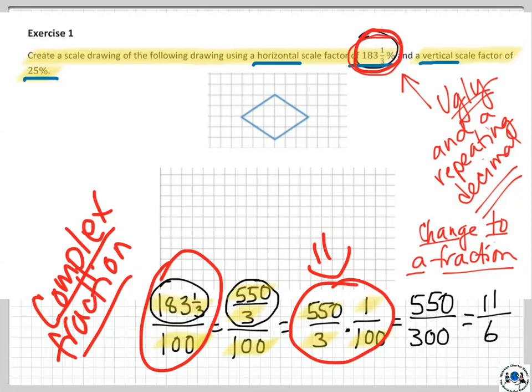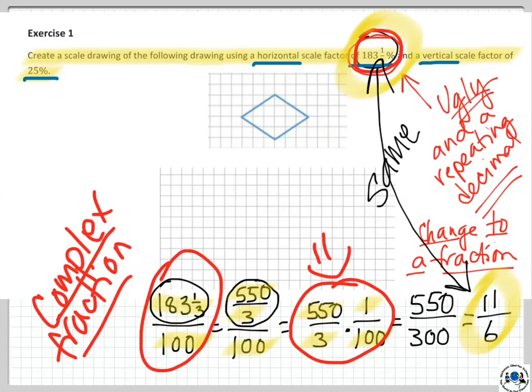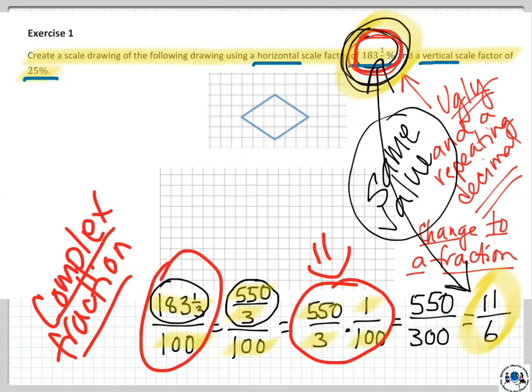And that reduces down to, in its simplest form, 11/6, which is significantly more friendly than our original 183 and 1/3%. Okay, these are equivalent. This and this have the same value. It's just that we want to be as efficient and as accurate as we can be, and a percentage such as this does not lend itself to that. This fraction will do us much, much more nicely.